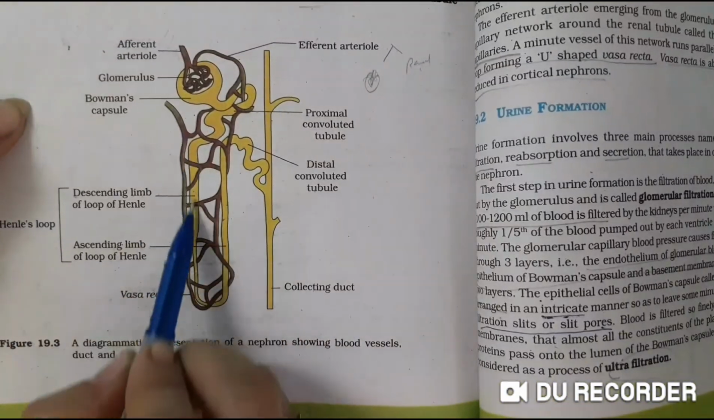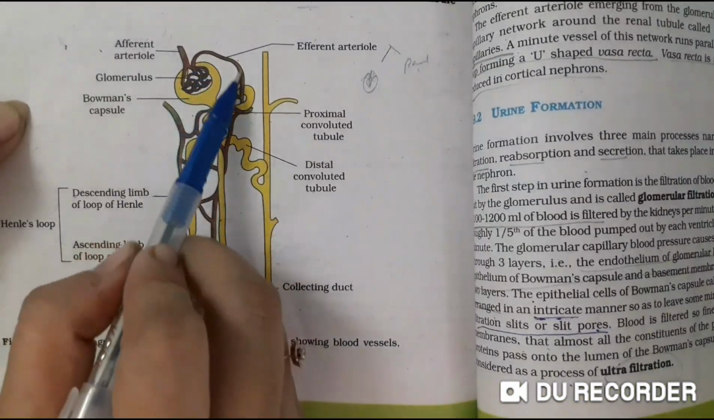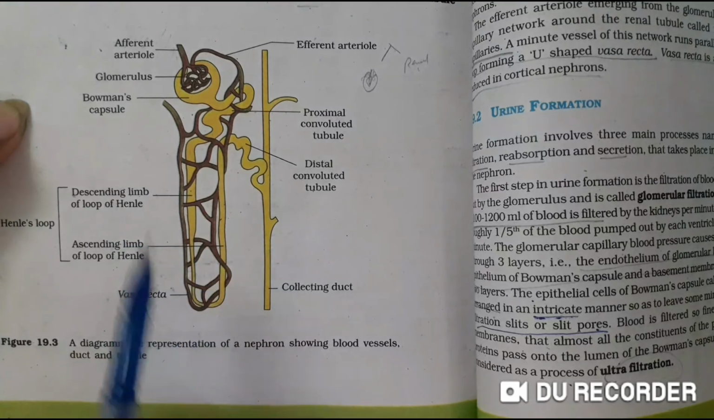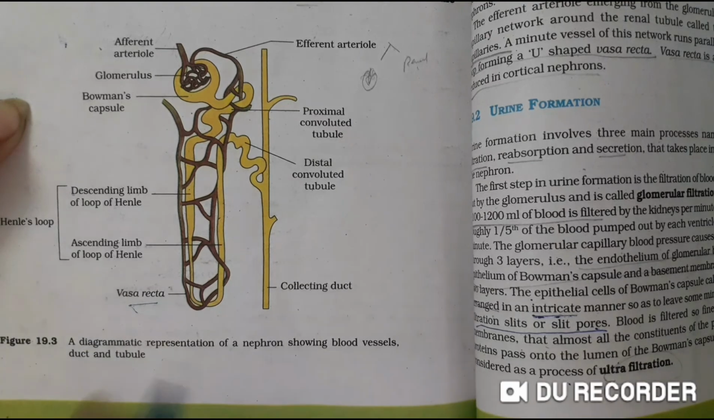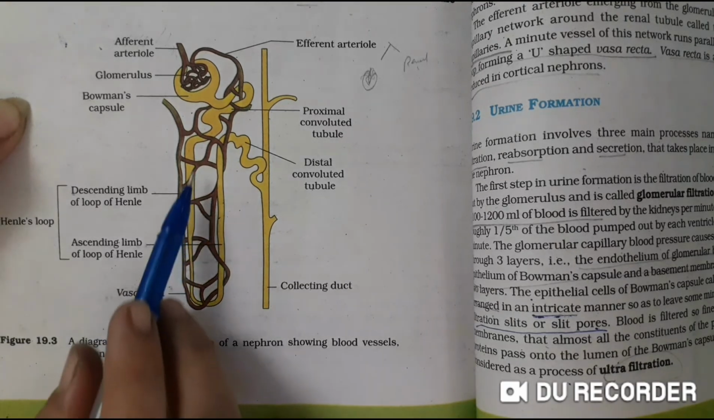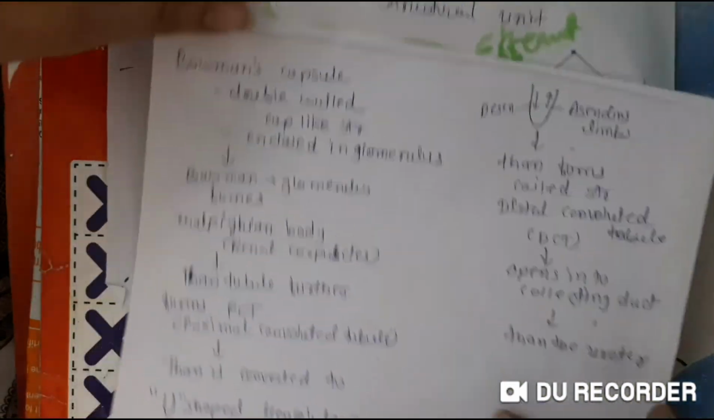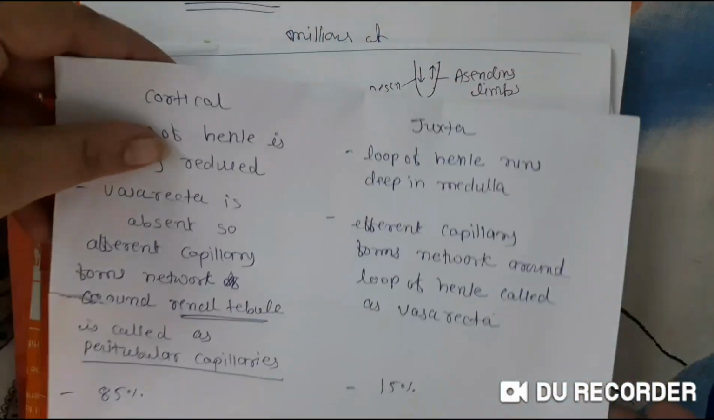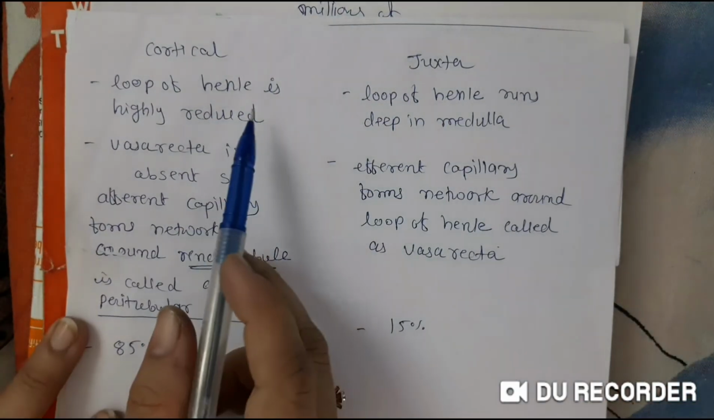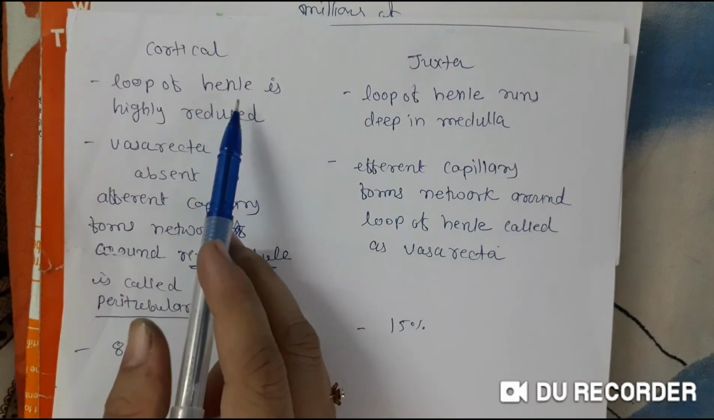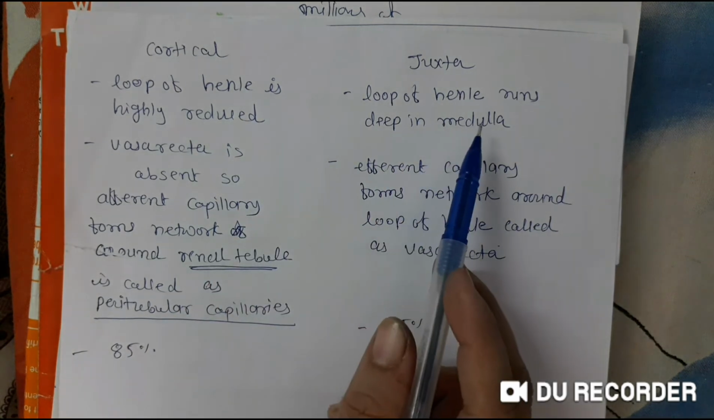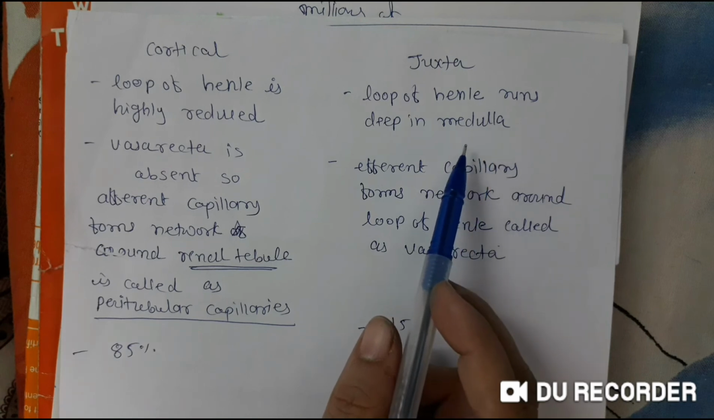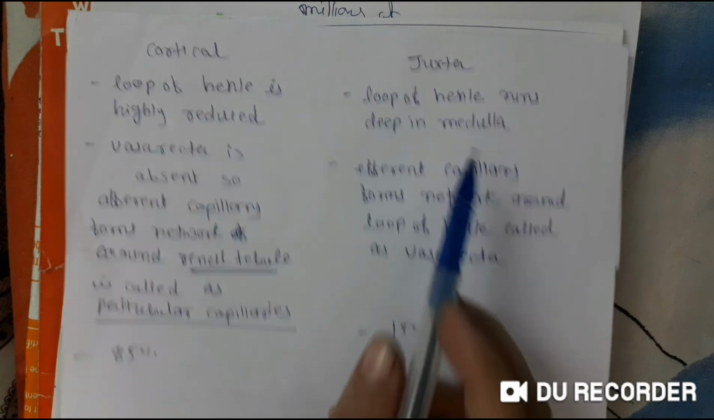See, this is the loop of Henle, and this afferent arteriole forms a network around it called the vasa recta. Vasa recta is important. We have to study more things about the vasa recta. So see, this is the vasa recta. Then we have 2 types of nephrons, the cortical and the juxtamedullary. In cortical, the loop of Henle is highly reduced, very small, whereas in juxtamedullary it is well developed, so it runs deep inside the medulla.